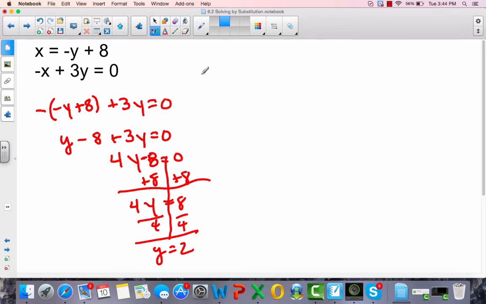Then we come back up here to the original equation, x equals, and instead of y we've got the negative sign. Instead of y we put 2 plus 8, x equals 6. So our answer is (6, 2). I hope that you got that. The tricky part was that first part when you're replacing the x because of that negative sign.